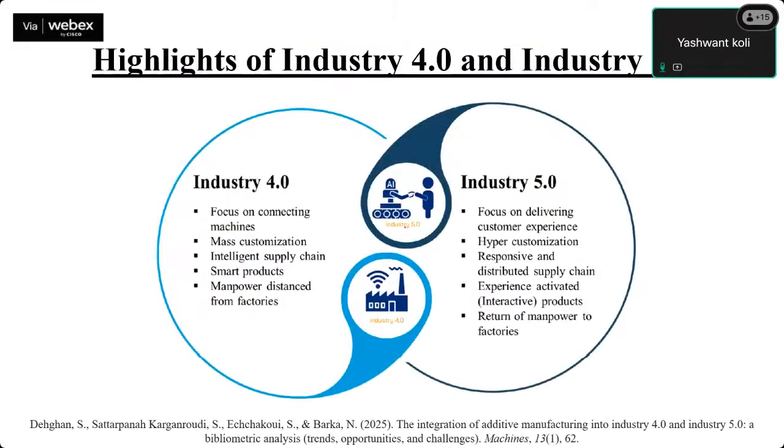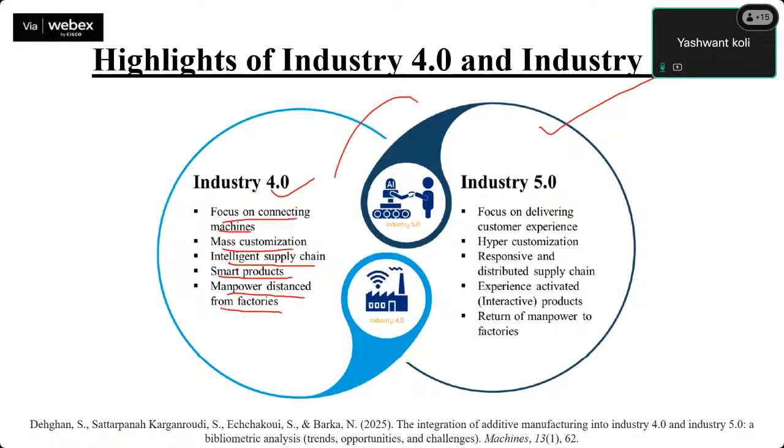So this is the highlight of Industry 4.0 and Industry 5.0. Industry 4.0 focuses on connecting machines. Suppose there are n number of machines, and there is integration between all the machines, with a central computer. If we command through the central computer, all the machines will fabricate the same component in a bulk order. For mass production, this is very much needed. So it is for mass customization, intelligent supply chain, smart products, and manpower distanced from factories.